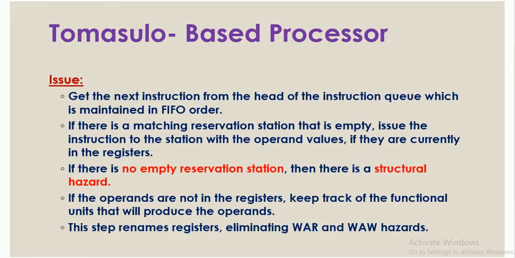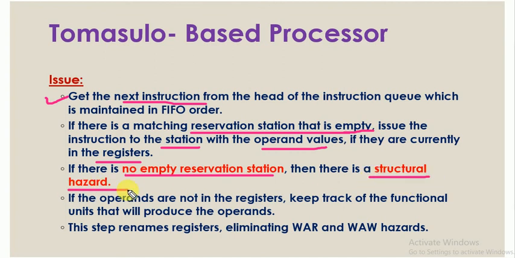In the issue stage, what are the different things that happen? It will get the next instruction from the head of the instruction queue, taken from the instruction register. If there is a matching reservation station that is empty, issue the instruction to the station. Issue that instruction to the reservation station with the operand values if they are currently in the register. So if the operand is not available within the reservation station, take it from the register and store it in the reservation station. If there is no empty reservation station, meaning all the cells in the reservation stations are busy, there is a structural hazard. We cannot utilize the entire reservation station.